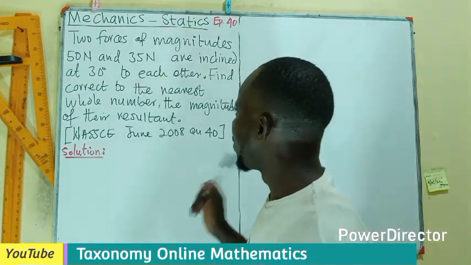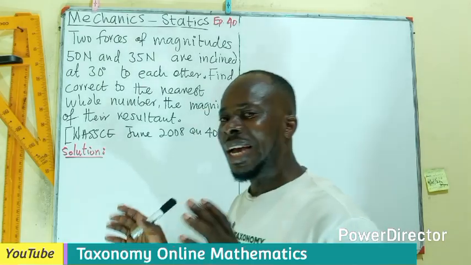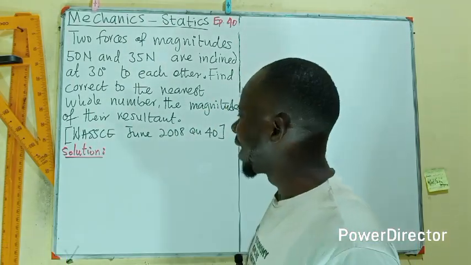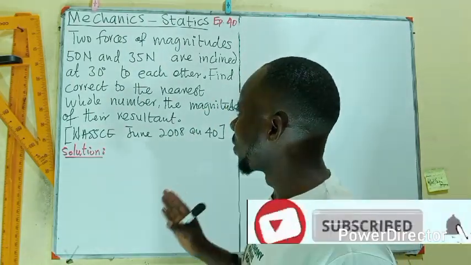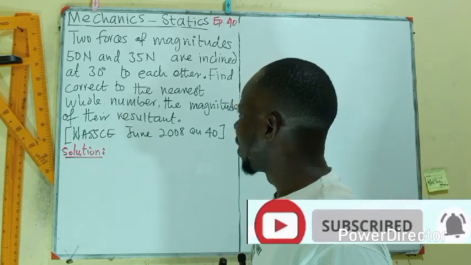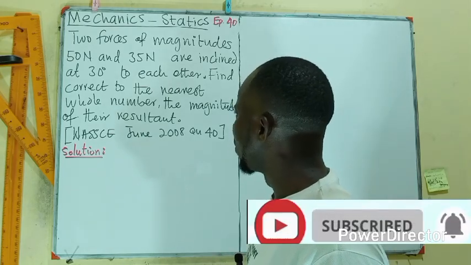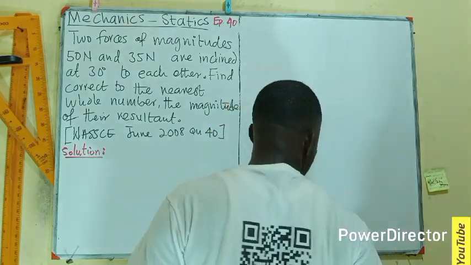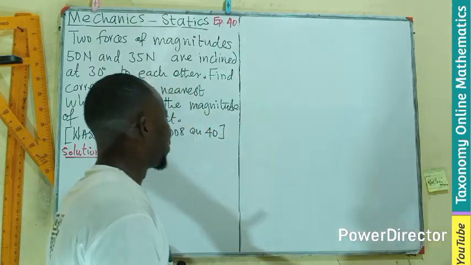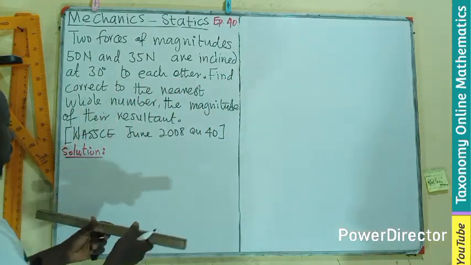Two forces of magnitude 50 newtons and 35 newtons are inclined at an angle of 30 degrees to each other. We have to find, correct to the nearest whole number, the magnitude of their resultant forces. Remember our tutorial we did.